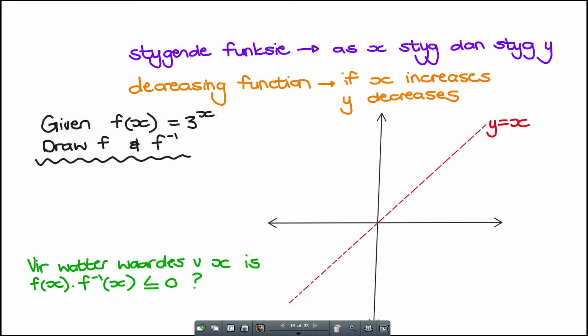Okay, now, given f(x) is equal to 3 to the power of x. Kom ons gaan teken gou daai grafiek. Wil julle dit self probeer? Julle kan self, nee? Okay. So on a sketch, go draw f(x). Okay, maar ons gaan stel in waardes, né? Wat as x 1 is? As x 0 is? X is 2, x is 3. Go plot your points and then you'll see you can draw your graph, né?